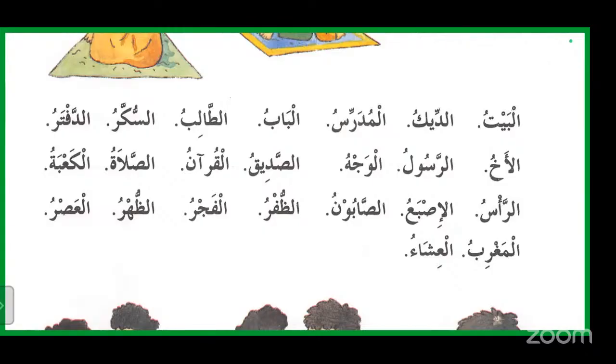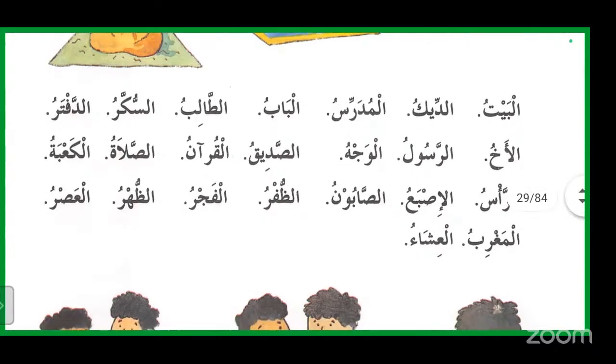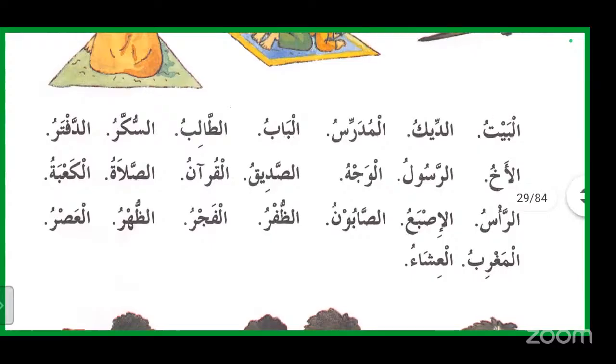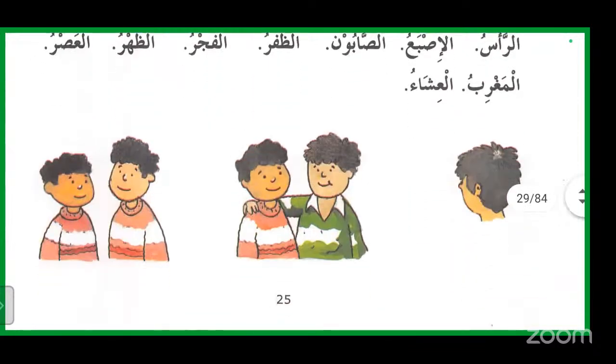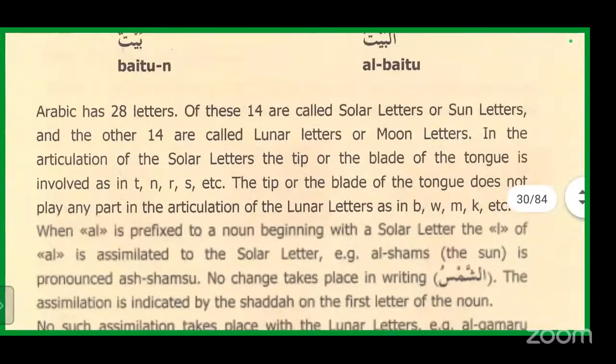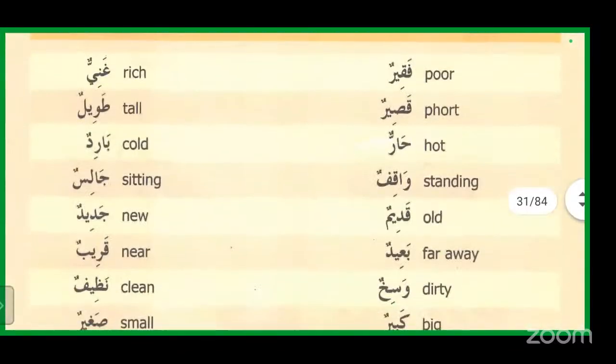Al-Dhufru, I don't know. Okay. Al-Fajru, the Fajr, the dawn. Al-Dhuhru, the Dhuhr time. Al-Asr, the Asr. Al-Maghrib, the Maghrib, evening. Al-Isha, the Isha. Okay, mashallah. So let's have a look at the words.